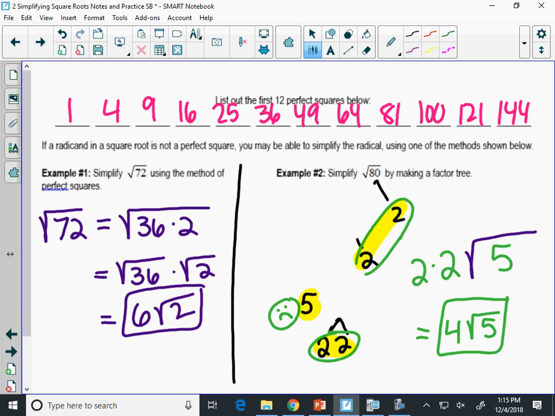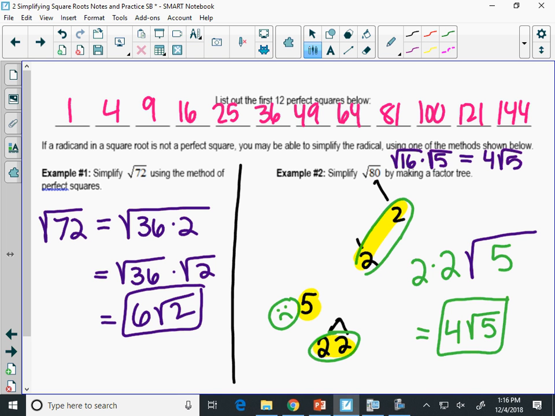What do you get? 5. All right, so radical 80 is the same thing as square root of 16 times square root of 5. And what's the square root of 16? 4. Is that the same answer? Did I get that in like a fraction of the time? Yes. That's why I like perfect squares better.